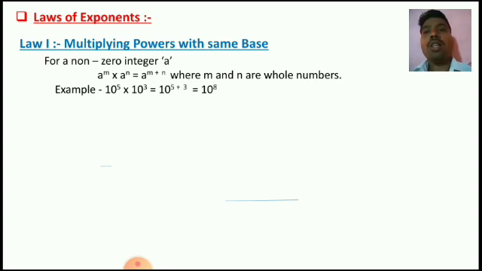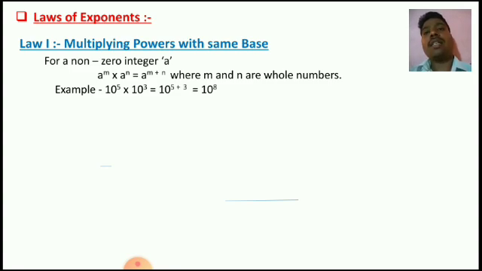This means we have a non-zero integer a, and the exponents of this integer are different, and we multiply these two powers. In this case we have to add the exponents. So a raised to m into a raised to n: we write the base a as it is, and add the exponents, m plus n. This is the first law of exponents, multiplying powers with the same base.